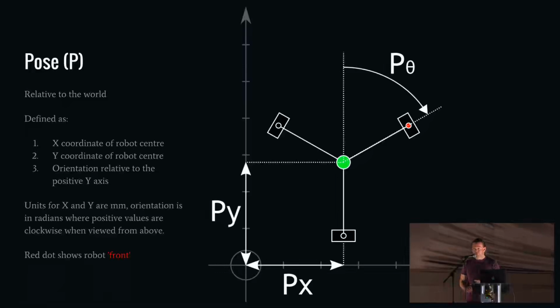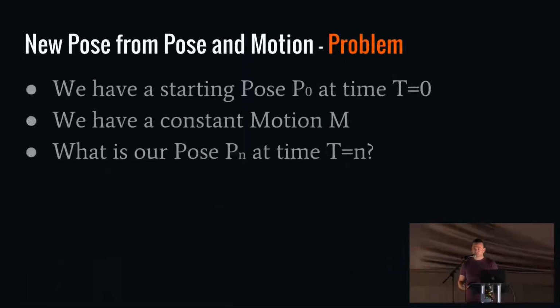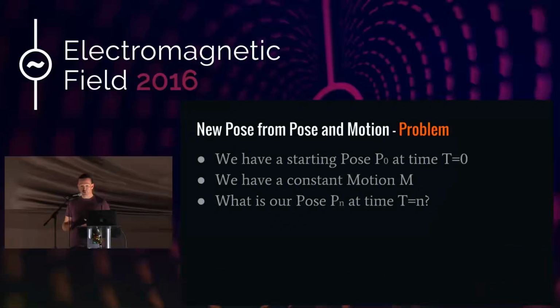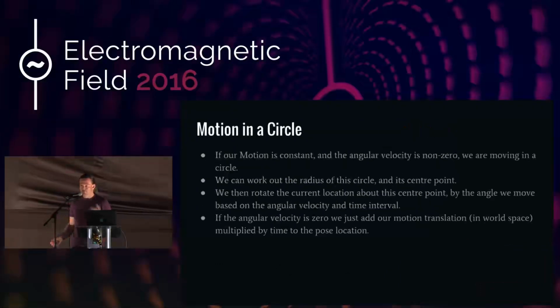So question, if we have a motion and we hold that motion for time t, what's our new pose? Where do we move to? Again, as I said before, we're moving in a circle and we know various properties about how you move in a circle. We can find the center point of that circle, we can find our angular speed, and we can simply rotate our current location around the center point of that circle to get our new location and orientation.